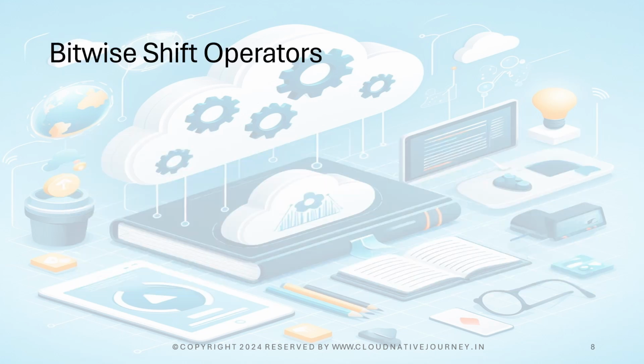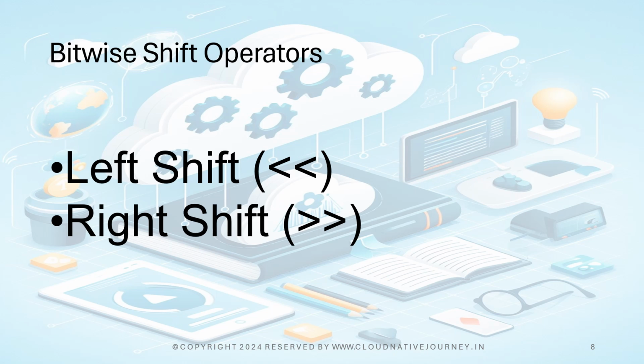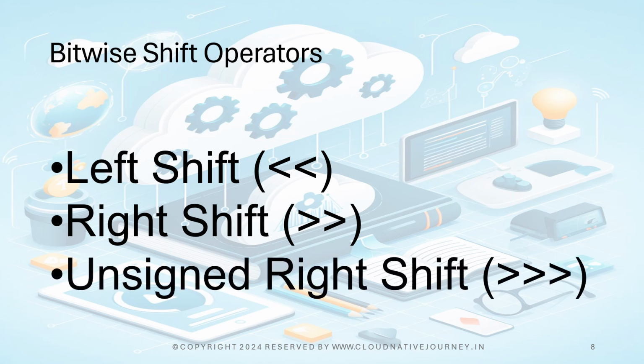Now let's talk about the shift operators in Java. We have three types of shift operators: left shift, right shift, and the unsigned right shift operator. These operators move bits to the left or right, effectively multiplying or dividing by powers of 2.